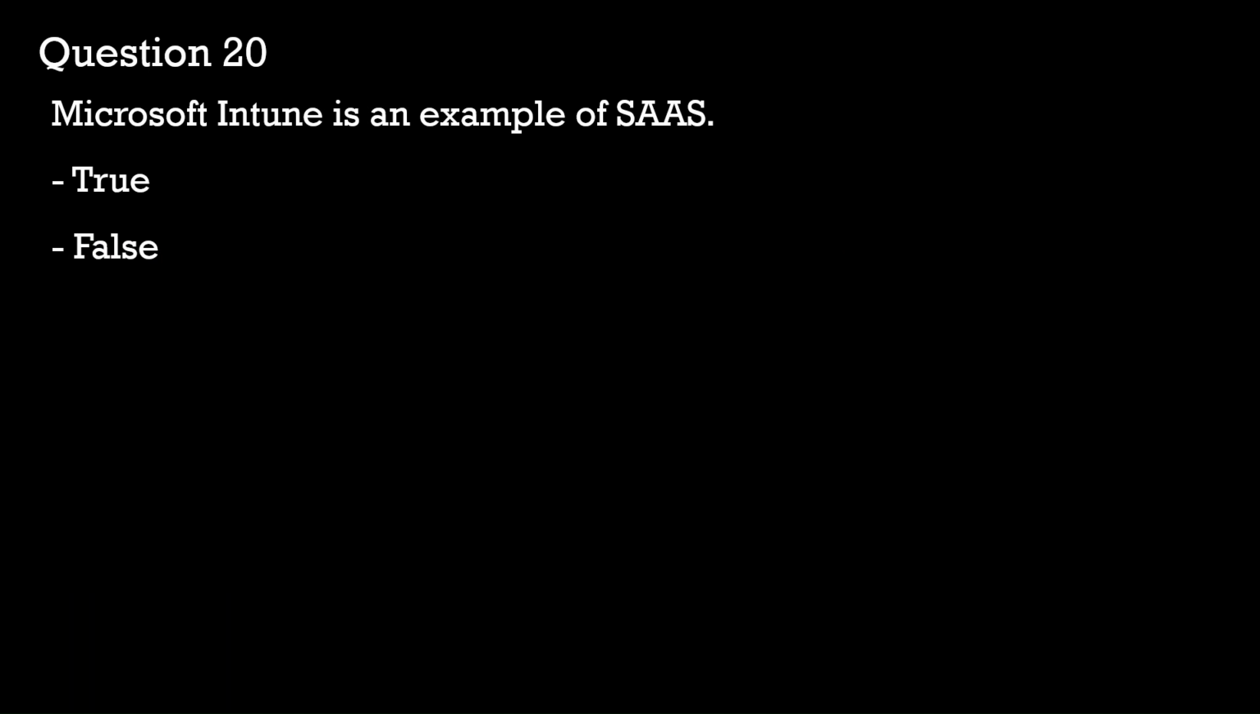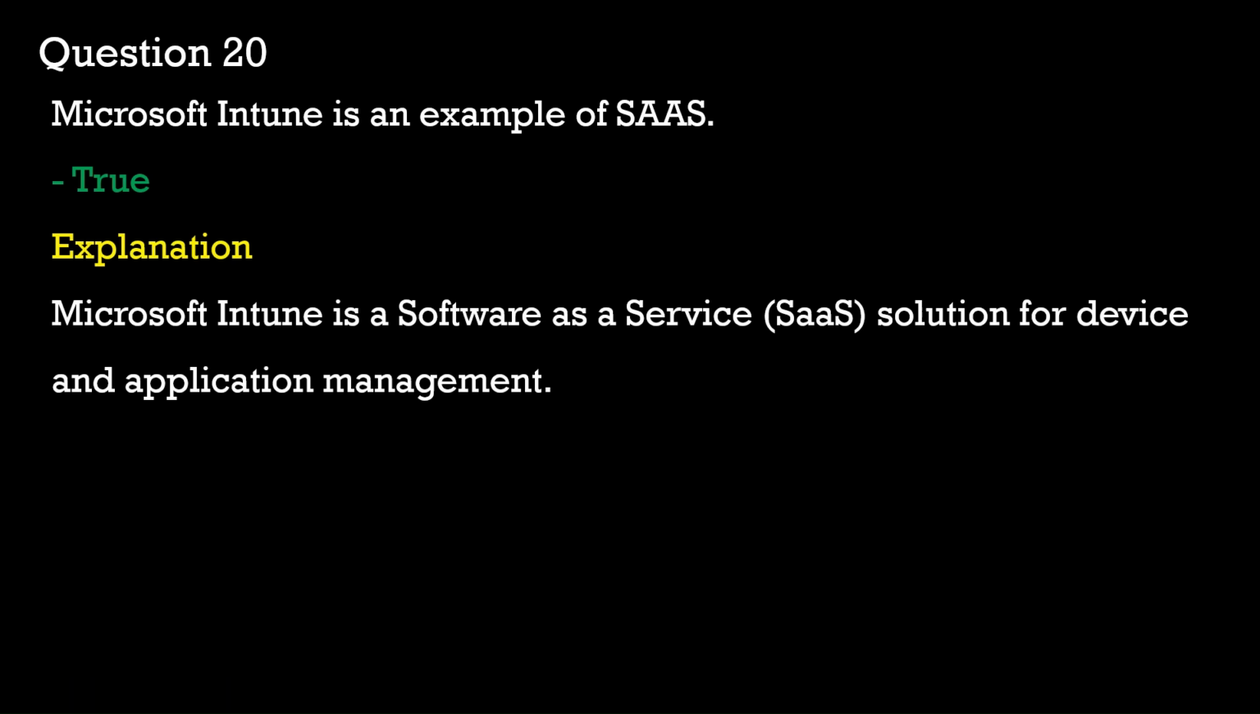Question 20. Microsoft Intune is an example of SaaS. True or false? Our answer here will be true because Microsoft Intune is a software as a service solution for device and application management. It is fully managed by Microsoft and it is delivered over the cloud, thereby allowing organizations to manage devices without managing the underlying infrastructure.